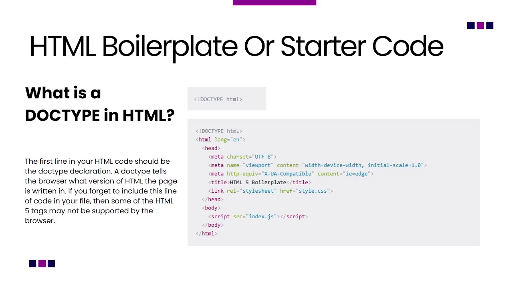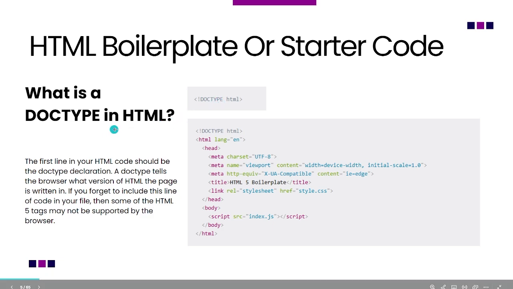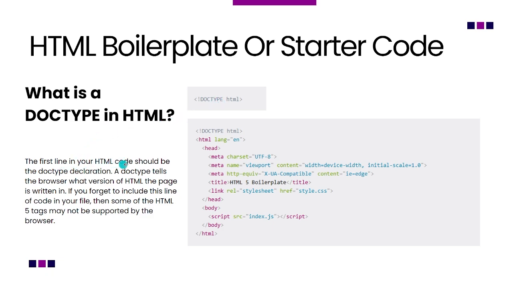The first thing you'll see in the boilerplate is the doctype. And the doctype is the first line in your HTML code, and it tells the browser what version of HTML the page is written on. Right now we are in version 5, so we're in HTML5.